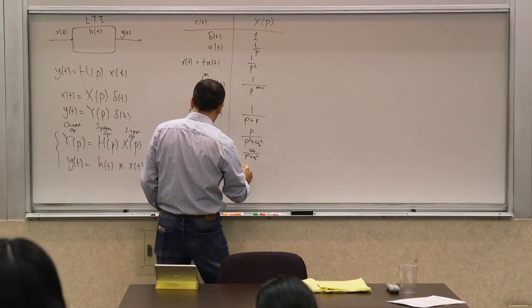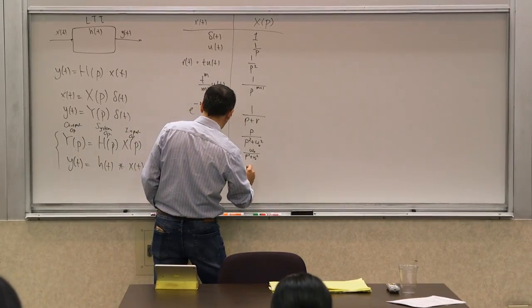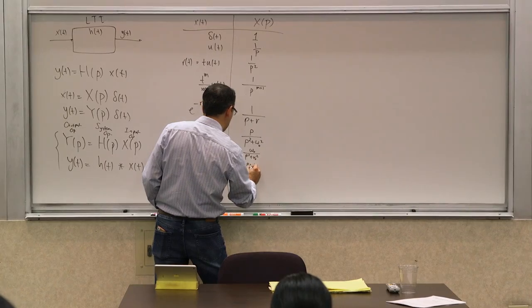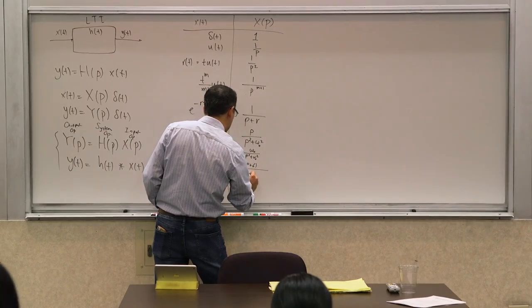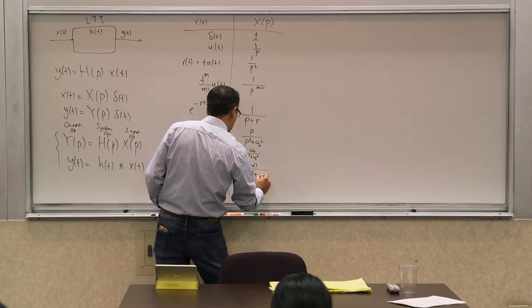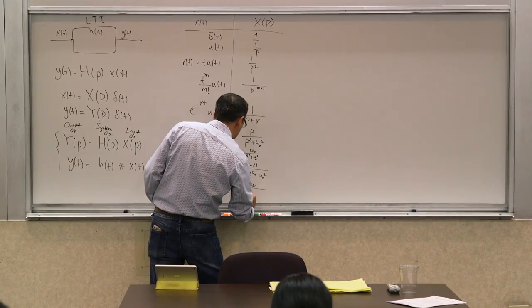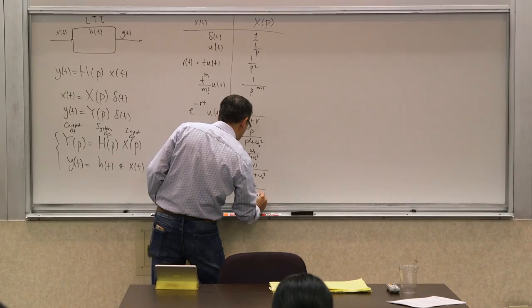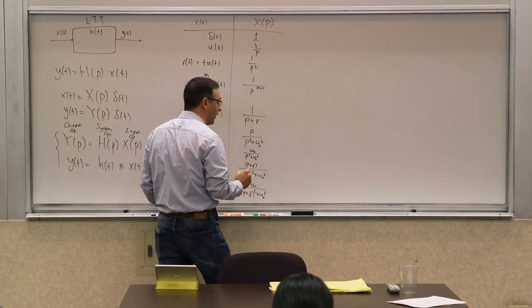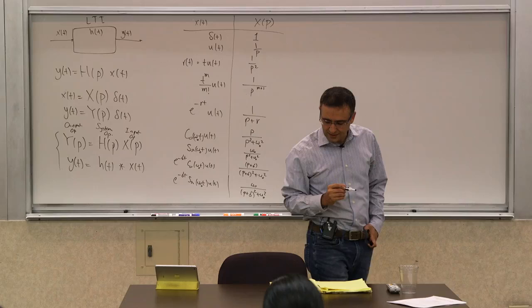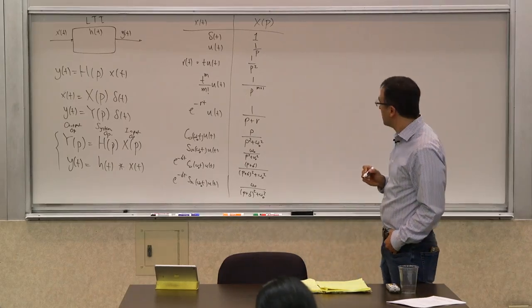And we knew from these, for example, so this became (p + sigma) over ((p + sigma) squared + omega 0 squared), and this became omega 0 over ((p + sigma) squared + omega 0 squared). So we did all of this last time. So none of this is really new by itself.